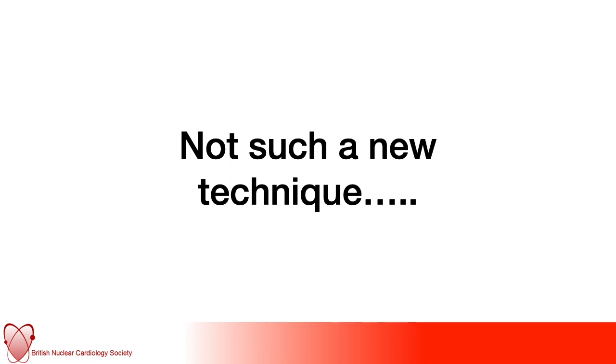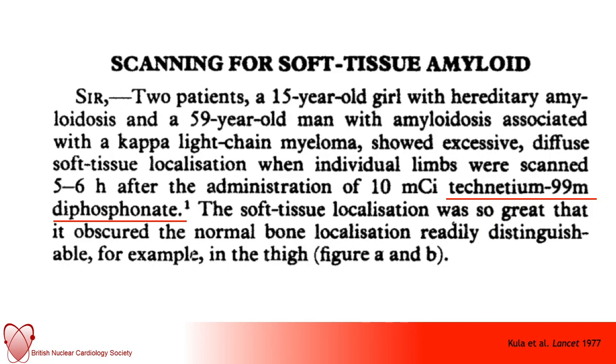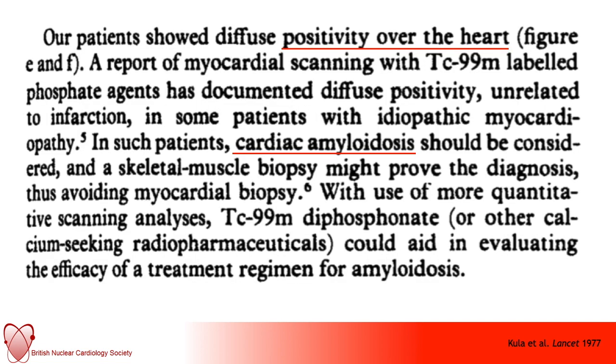And so how do you then go ahead and work these patients up? Well, you can obviously consider a cardiac MRI if needed, but there is a key role here for nuclear imaging. And I'm going to talk to you about not such a new technique. This was a letter to the Lancet in 1977, where they wrote about 2 patients who showed uptake of technetium-99m diphosphonate within their hearts, and in such patients cardiac amyloidosis should be considered.